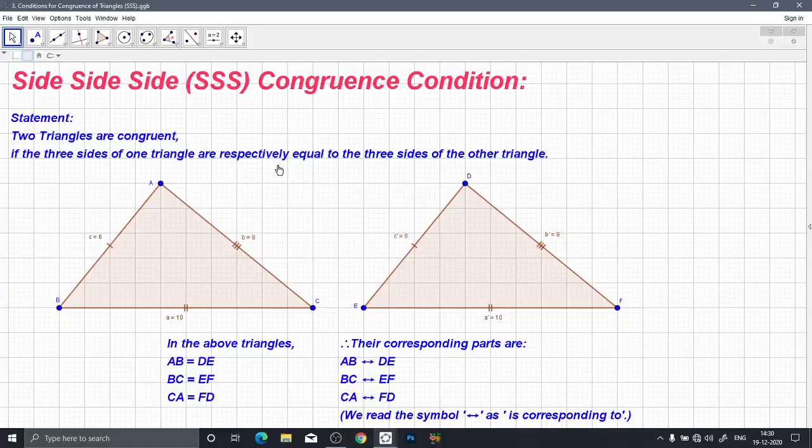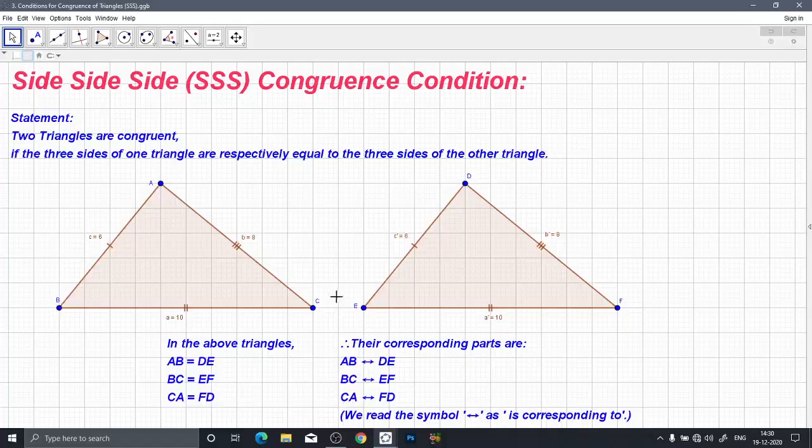Corresponding sides. Whatever we learned in the definition of congruence, "respectively" means corresponding sides. If the three sides of one triangle are respectively equal to the three sides of the other triangle, then those two triangles are congruent to each other. Here, what are the corresponding sides?